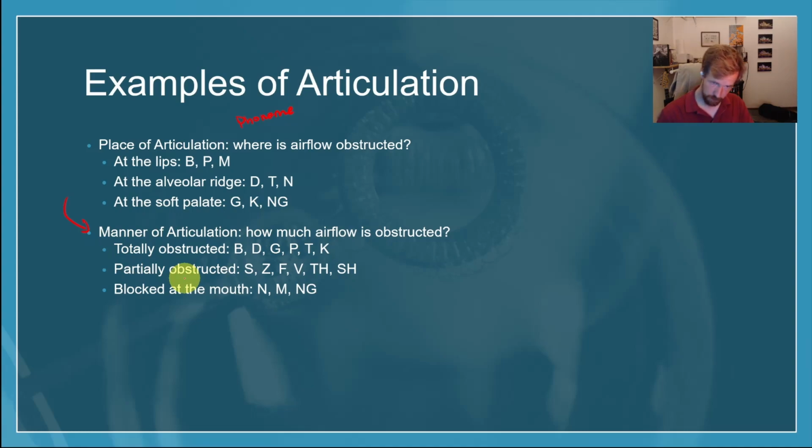Partially obstructed now. So sound out one of these: S for an S, or Z for a Z, or F for an F. All of those, you can feel some of the air leave. It gives it that sibilance. I always think of it as the S sound that escapes into a microphone. You know this if you ever tried to record anything and you get a lot of that, it's because you have some airflow partially obstructed. So some of that air is getting out and getting into your microphone and making it all distorted and nasty sounding.